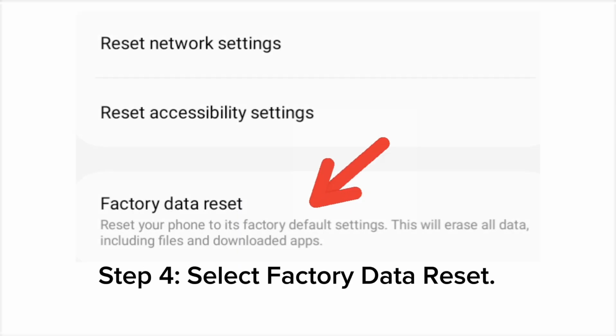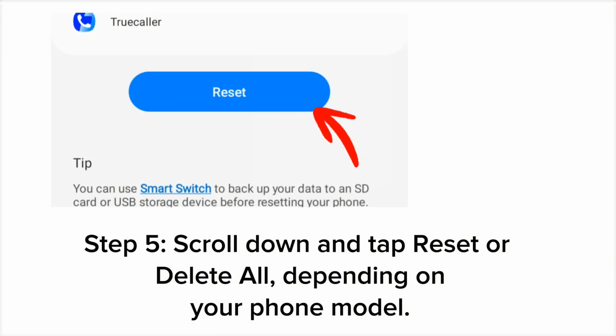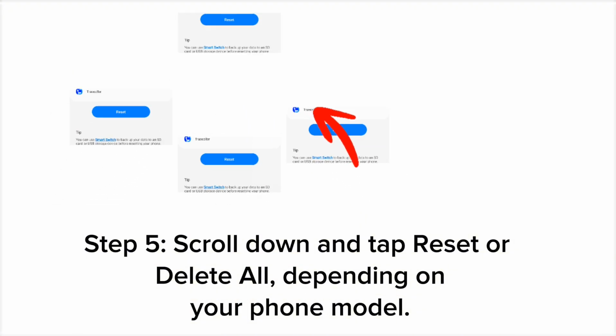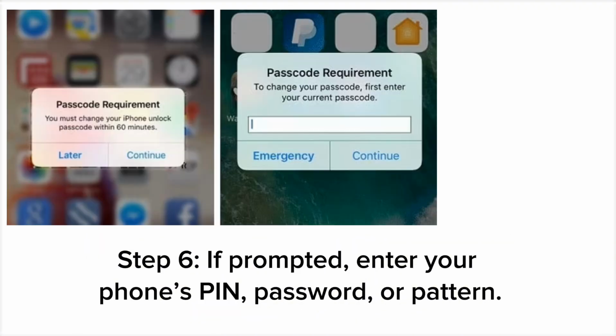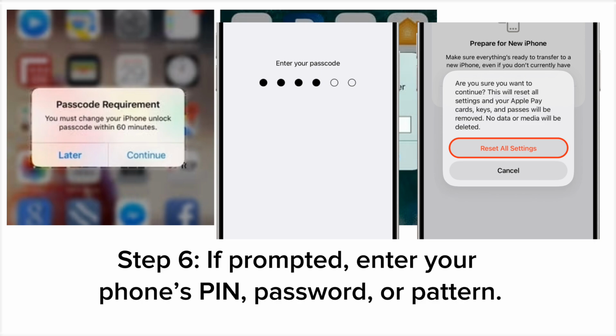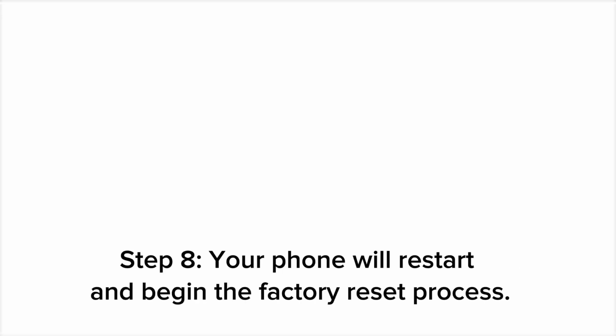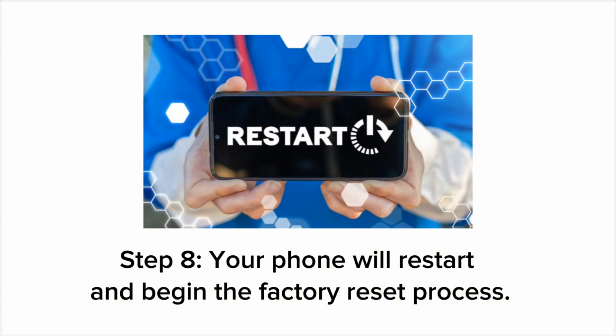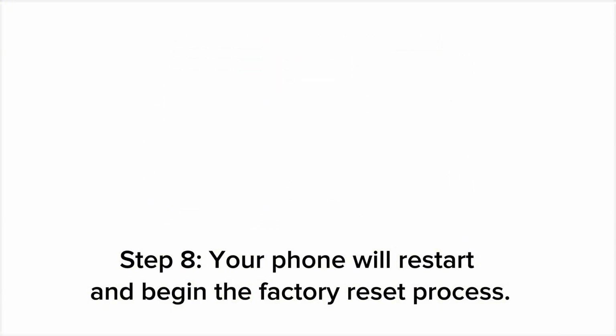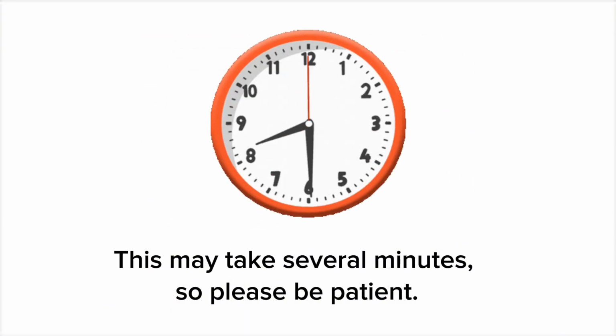Step 4. Select Factory Data Reset. Step 5. Scroll down and tap Reset or Delete All depending on your phone model. Step 6. If prompted, enter your phone's PIN, password, or pattern. Step 7. Confirm that you want to reset the phone. Step 8. Your phone will restart and begin the factory reset process. This may take several minutes, so please be patient.